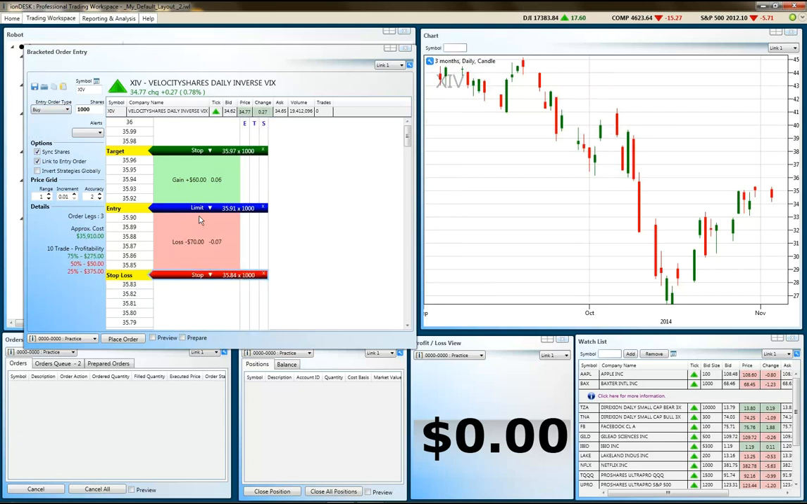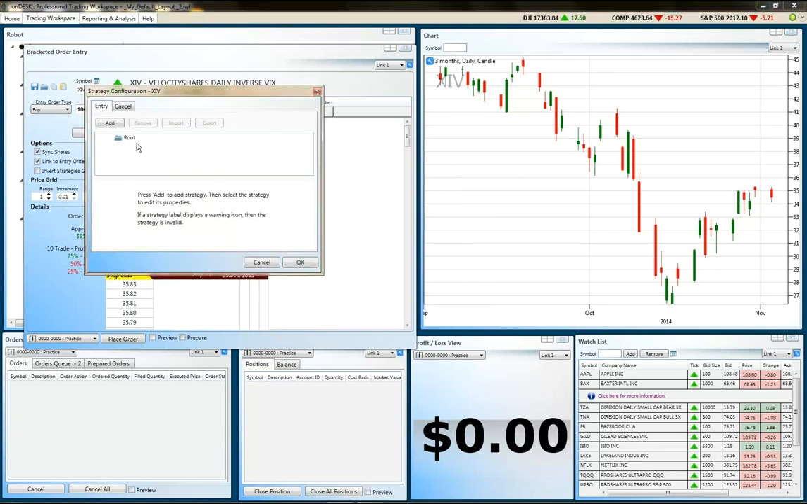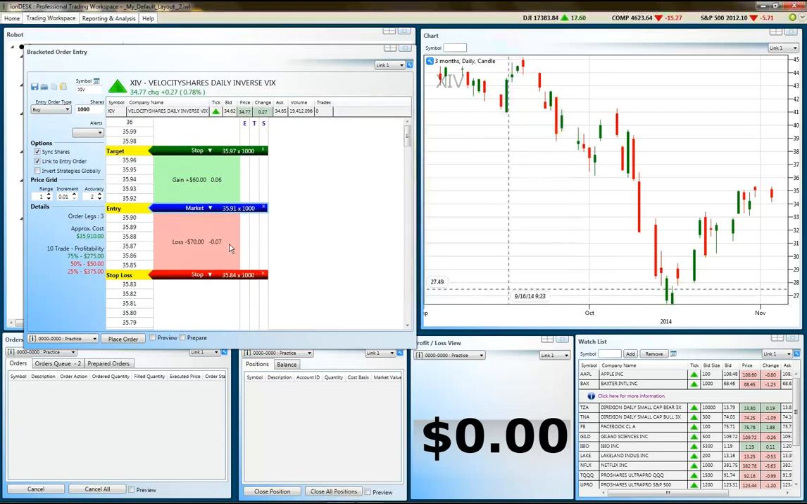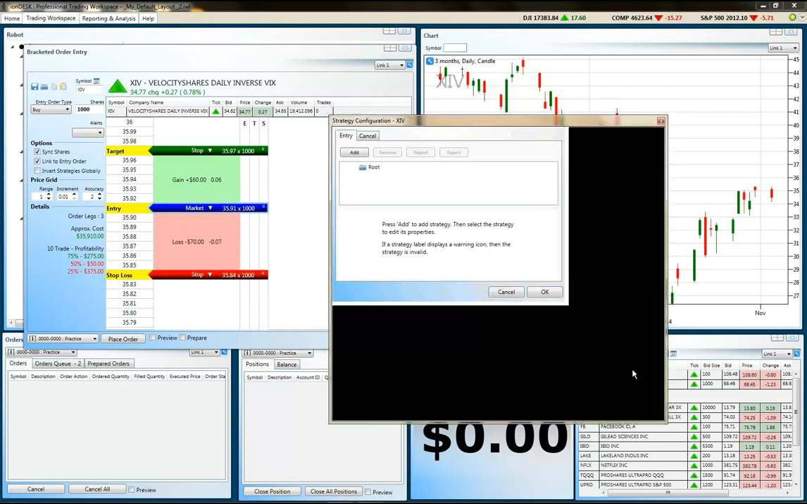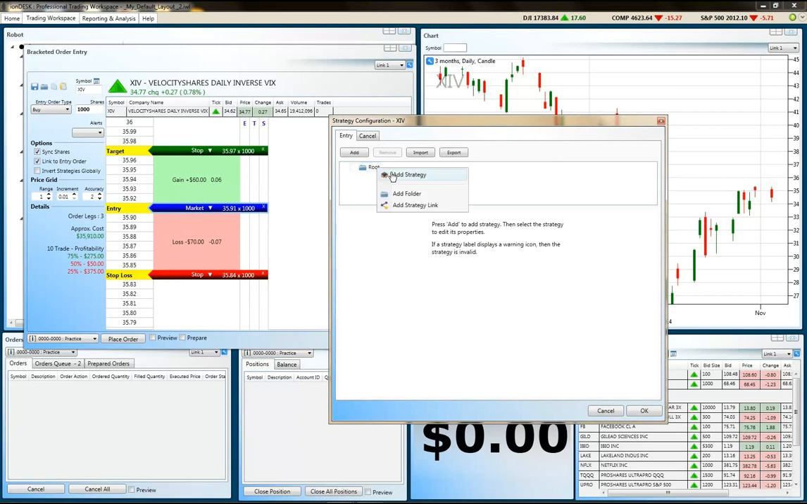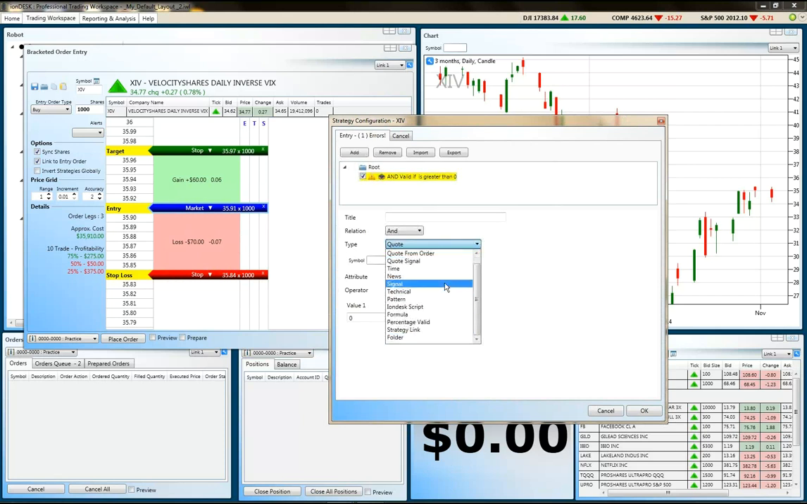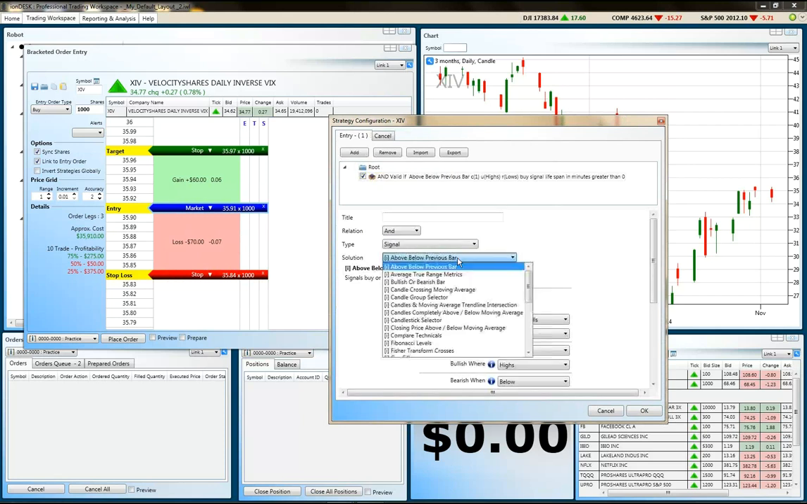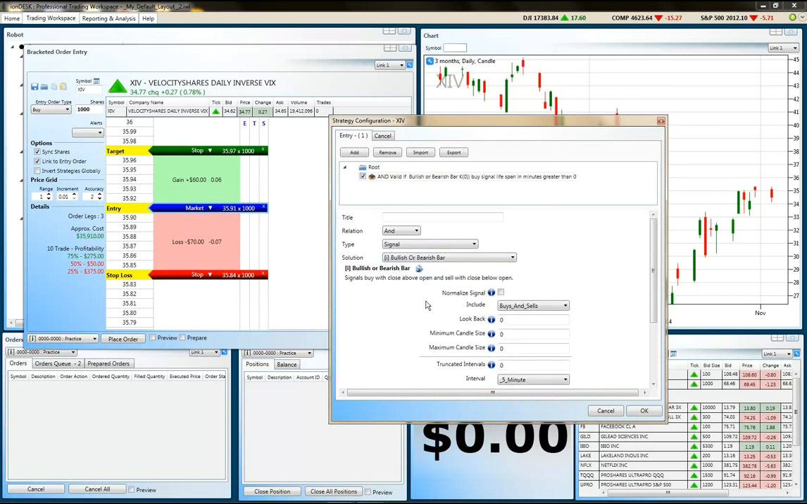So, for instance, if I wanted to place a very simple strategy, I can come in here and say, okay, market. I want a market order, and then I can attach a strategy to it. I would right click on my order leg that I wanted to attach a strategy to, click configure strategy, and then I would begin to add strategies. For instance, I could say I want something as simple as a signal that tells me if the current bar is bullish or bearish. Just something that simple.